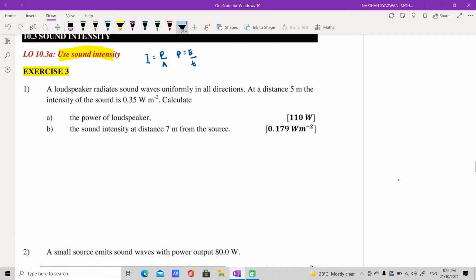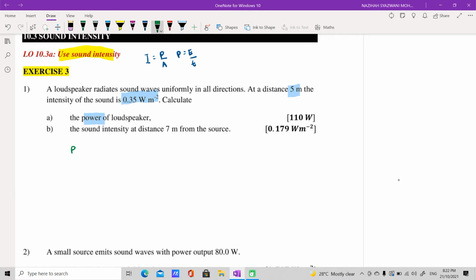So let's go through question number 1, exercise 3. A loudspeaker radiates sound waves uniformly in all directions. At a distance of 5 meters, the intensity of sound is 0.35 watts per meter square. Calculate the power of the loudspeaker. So it's a very direct question. They ask you about power.